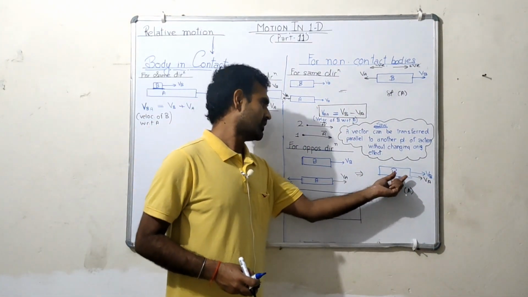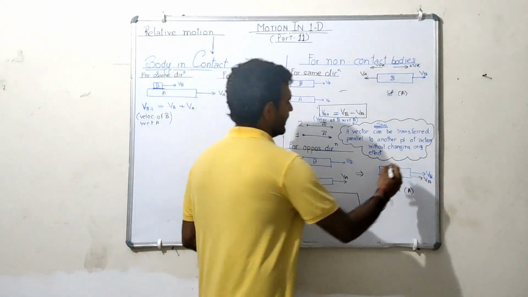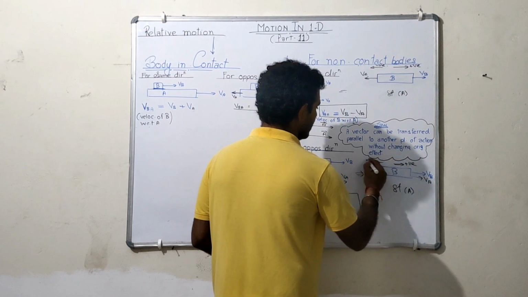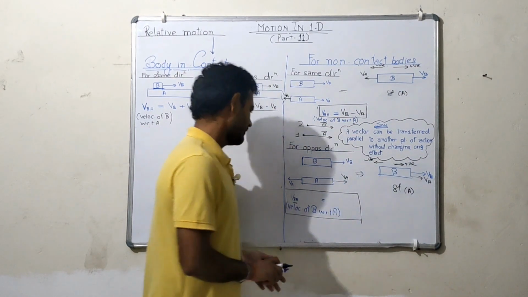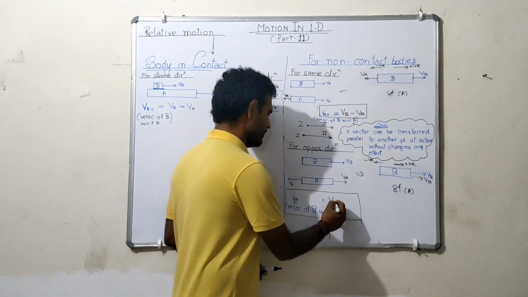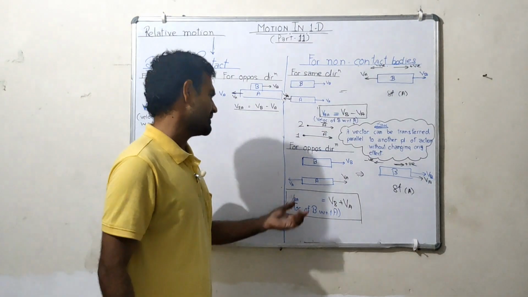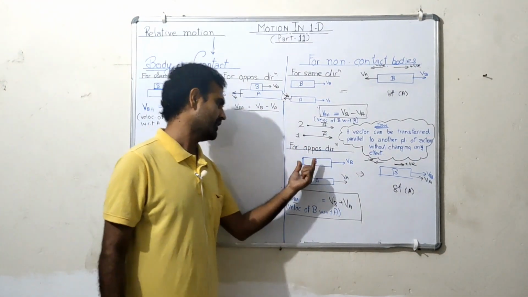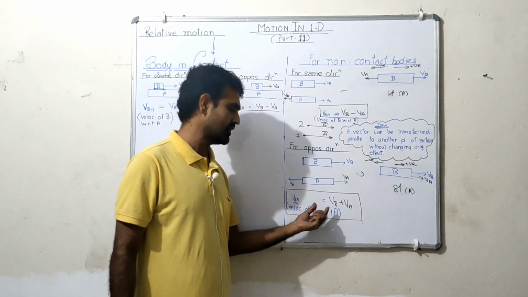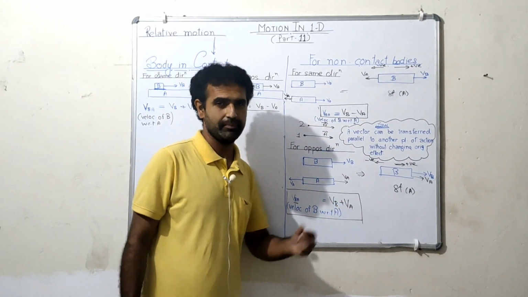Right? So now we are applying the vector law, adding, assuming this direction to be positive and this direction to be negative. Now see, velocity Vb plus Va, since both are in the same direction, so what we will do, Vb plus Va. So we see that if the two bodies are moving in opposite direction, then the net velocity, or the velocity of B with respect to A, is always an addition, Vb plus Va.